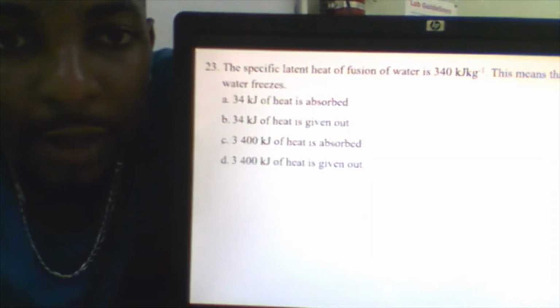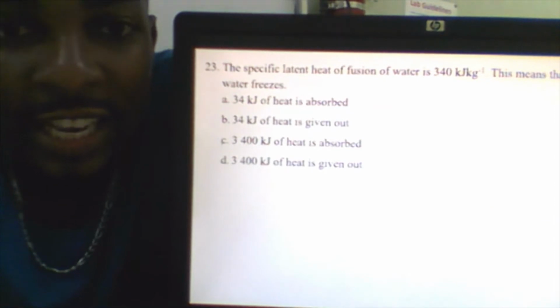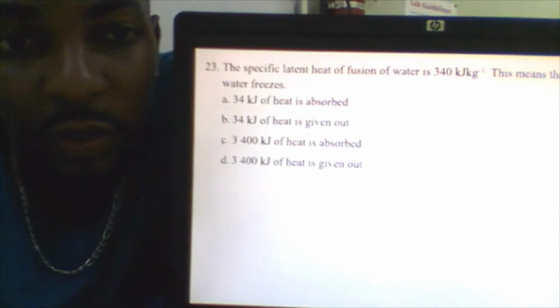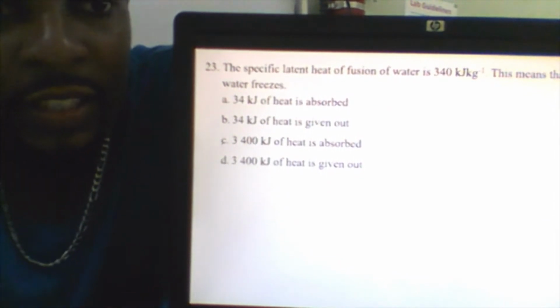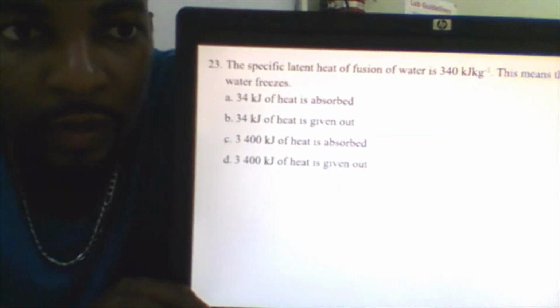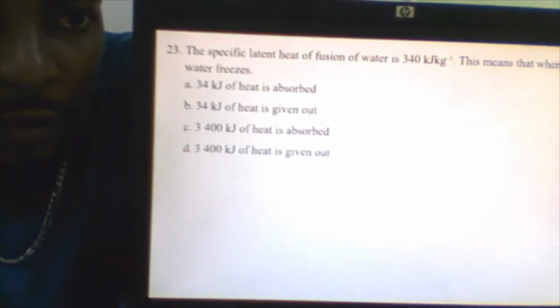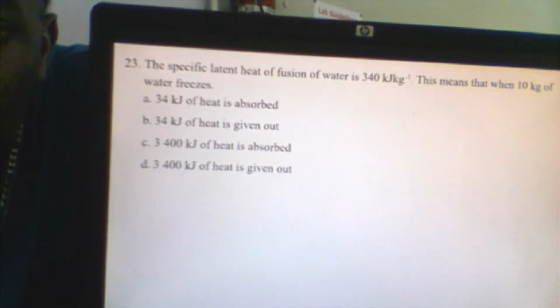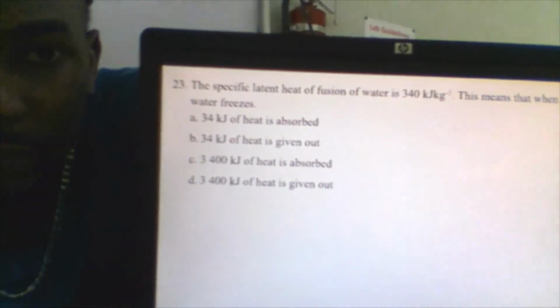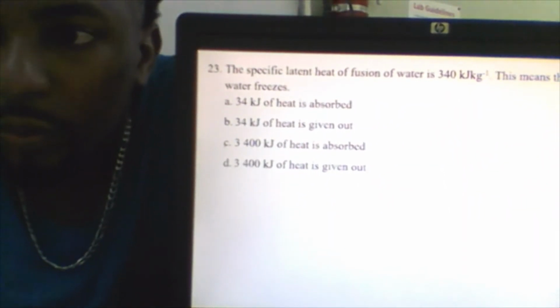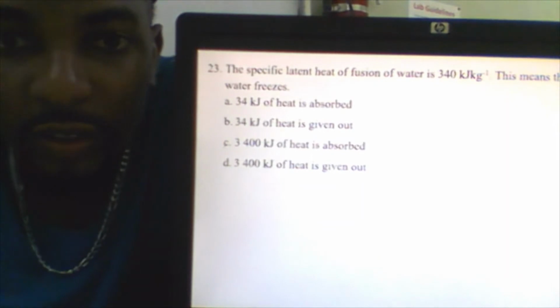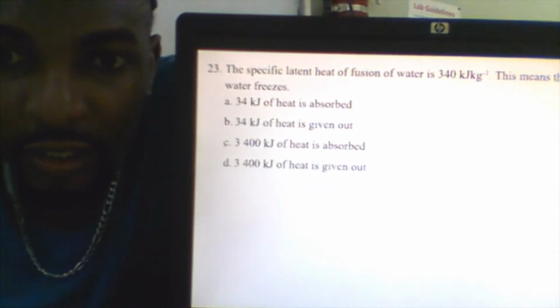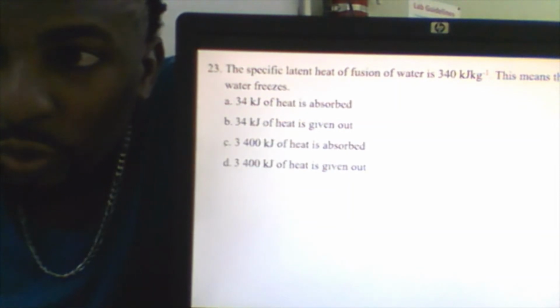So it means that this liquid is actually cooling down. It's not going to be gaining any heat. That's the key word that you have to look for in the question. It is going to freeze, and it's going to lose heat energy. Because it is losing heat energy, we know that it is going to be a heat given out. And in this case, the most appropriate answer is going to be 34 kilojoules.